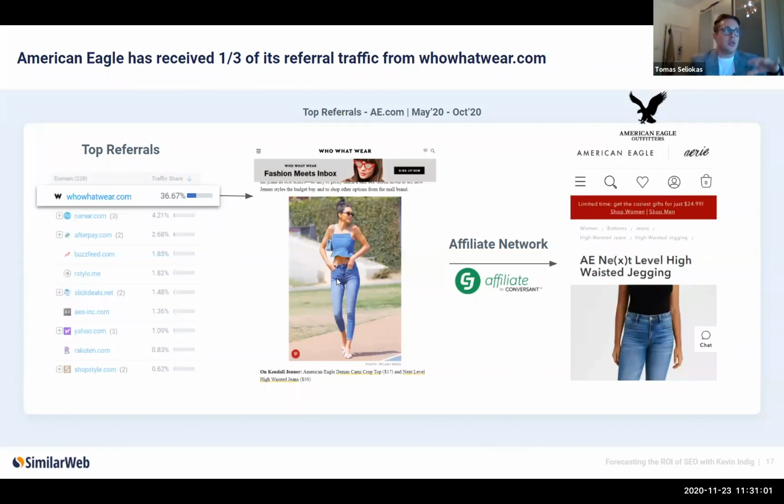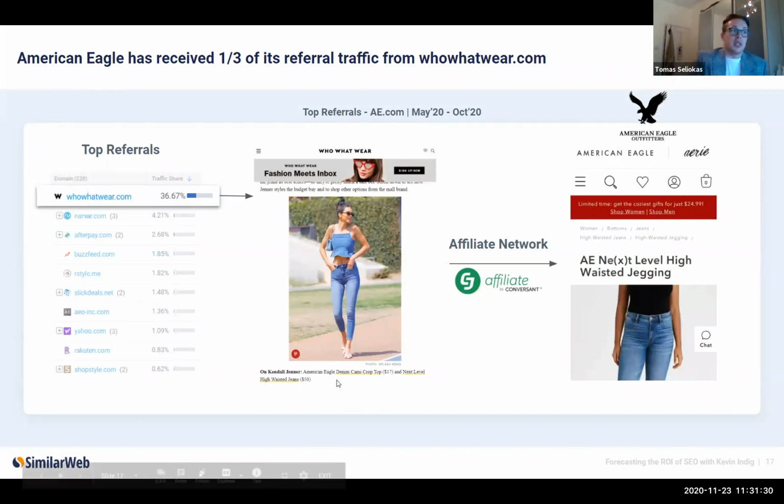So you can look at Who What Wear, look at the top website, go on Google. You can also use Google search specifically to find the pages that they usually use affiliate networks for. So if you use site colon whowhatwear.com and then add ae.com site URL, you can find the pages that they advertise in.